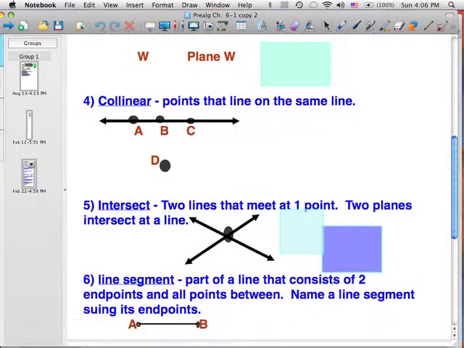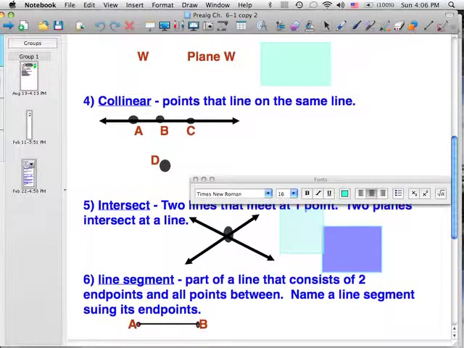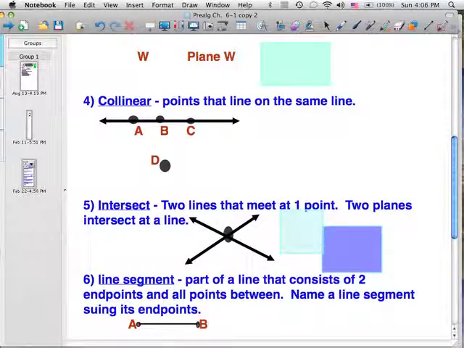We say 2 lines intersect when they meet at a common point. They cross and meet at a point. And 2 planes intersect at a line. So like if you just consider 2 walls in a room, where they connect in the corner, you'll have a line there.